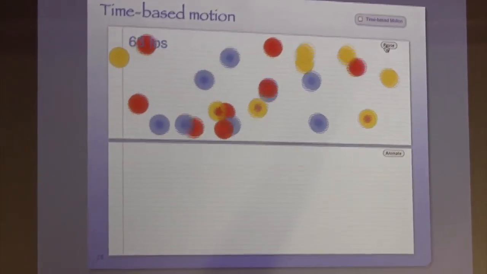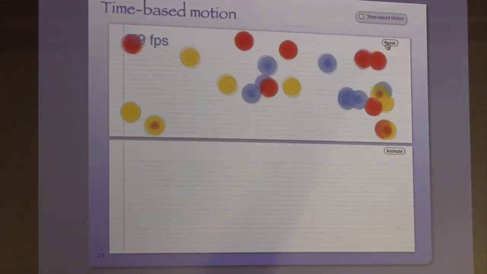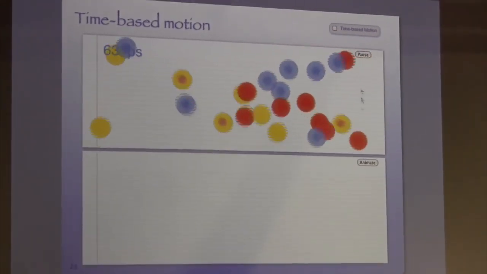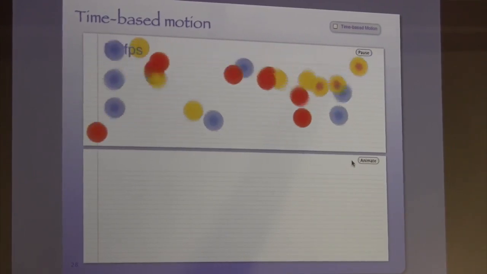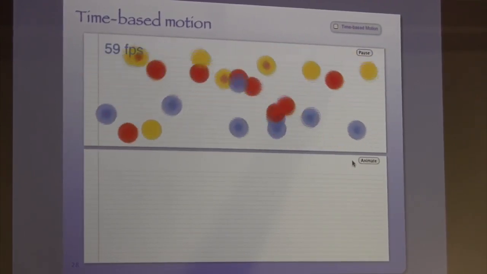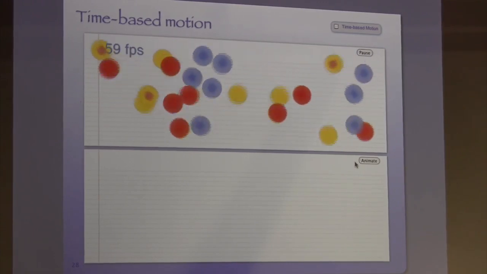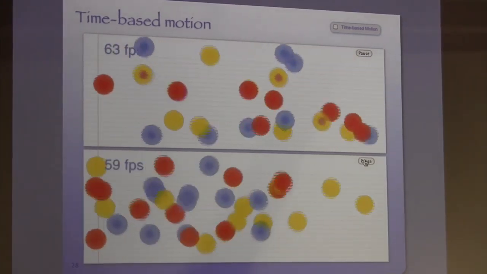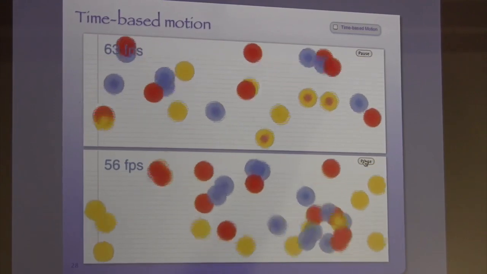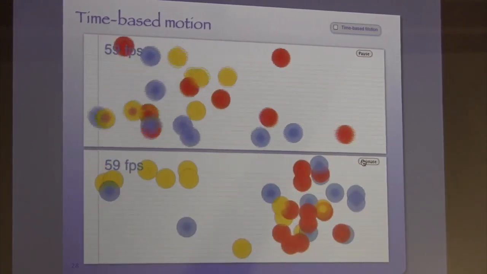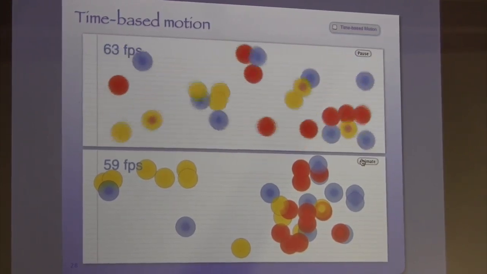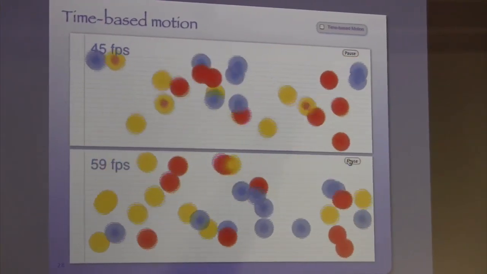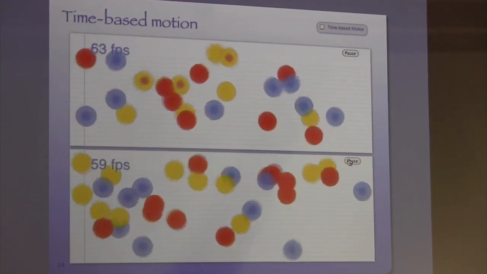Okay, this is an interesting example, and this shows the difference between hardware acceleration and non-hardware acceleration. I didn't know that it would when I wrote it, but I found out that it did. What I have here is two identical applications. They do exactly the same thing. When I run this, you'll notice that when just one is running, it's running at about 60 frames per second. If they're both running, they're both running at about 60 frames per second.